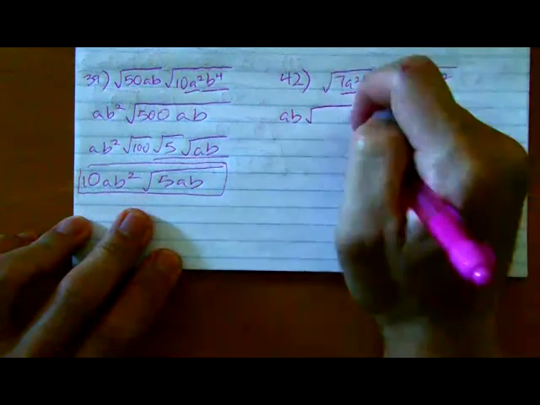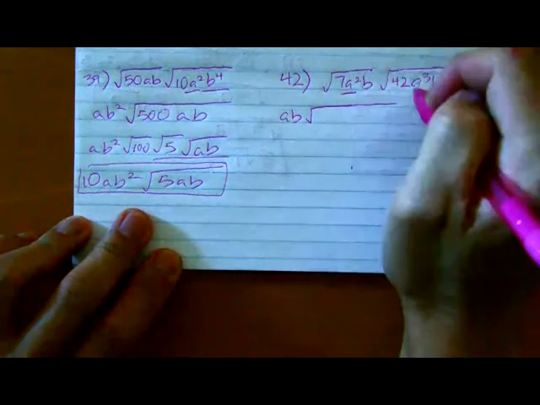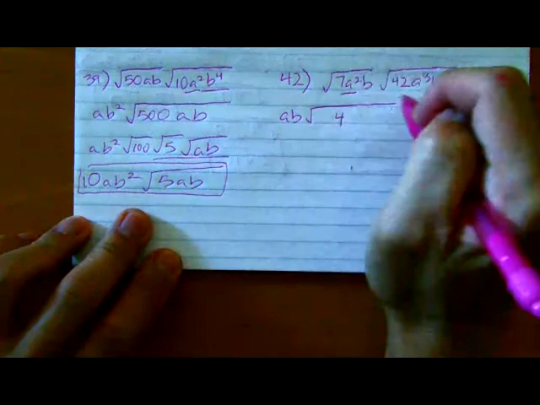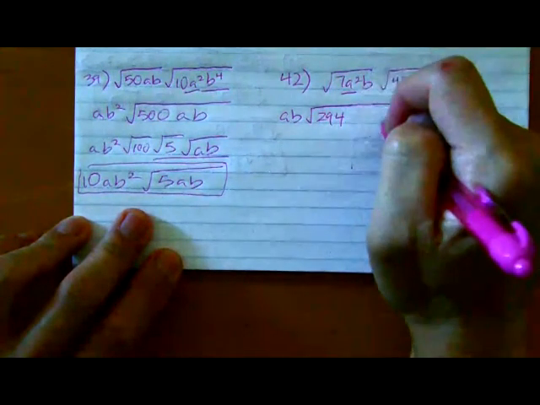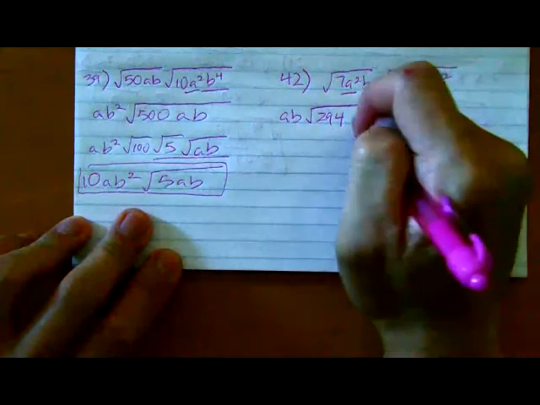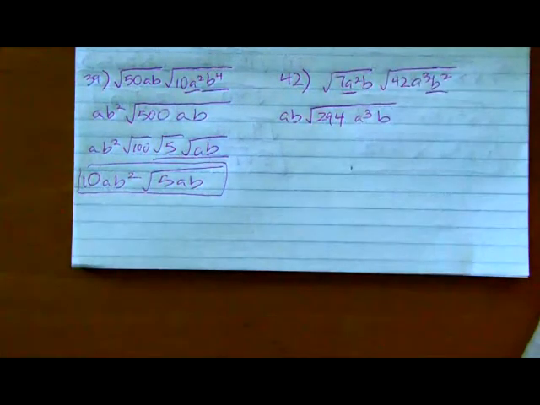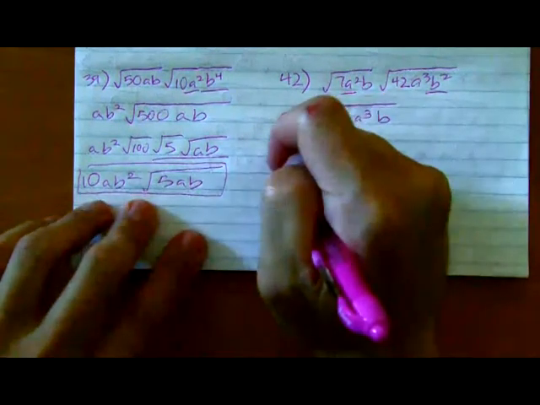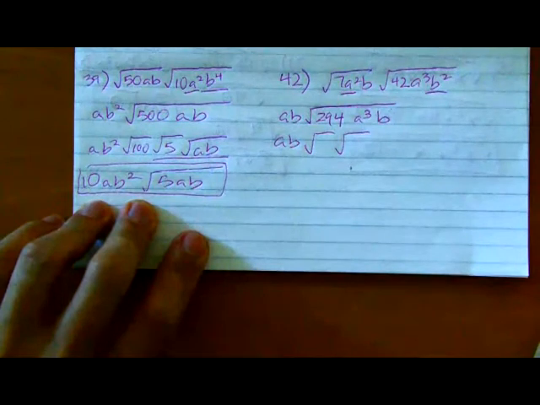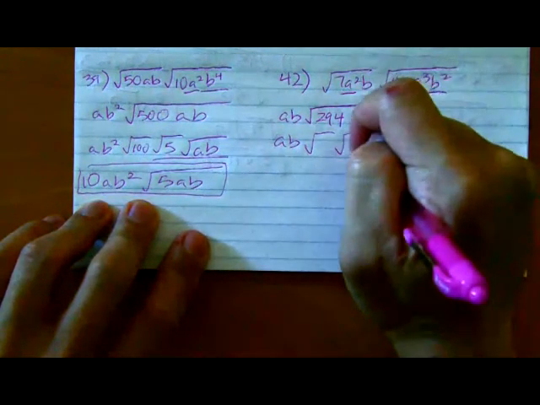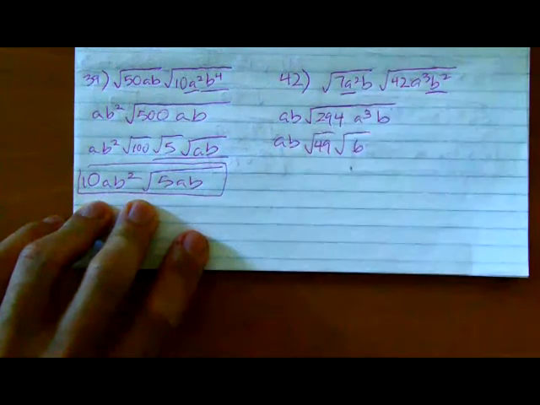Okay, we'll just multiply the rest together. 7 times 42, 294. B and a to the third. How can I factor the 294? 6 and 49.